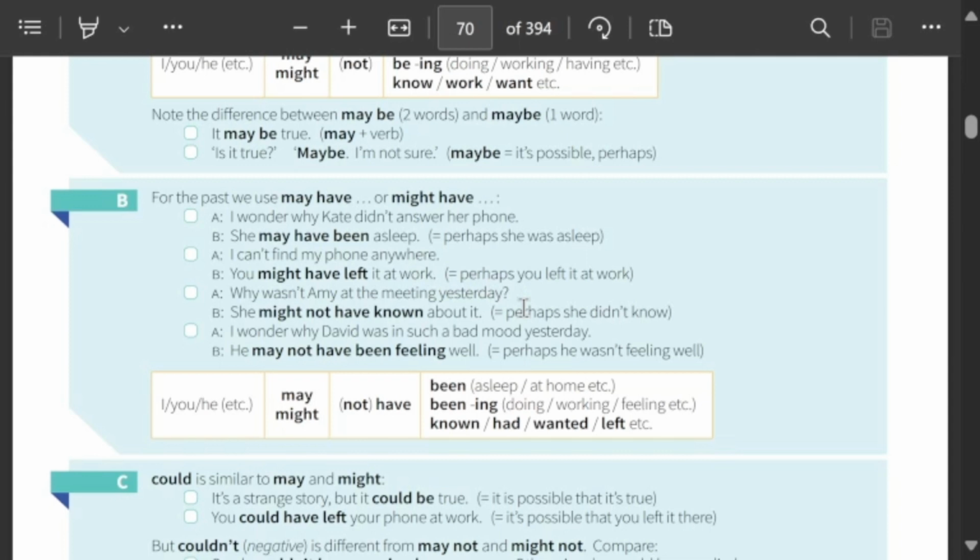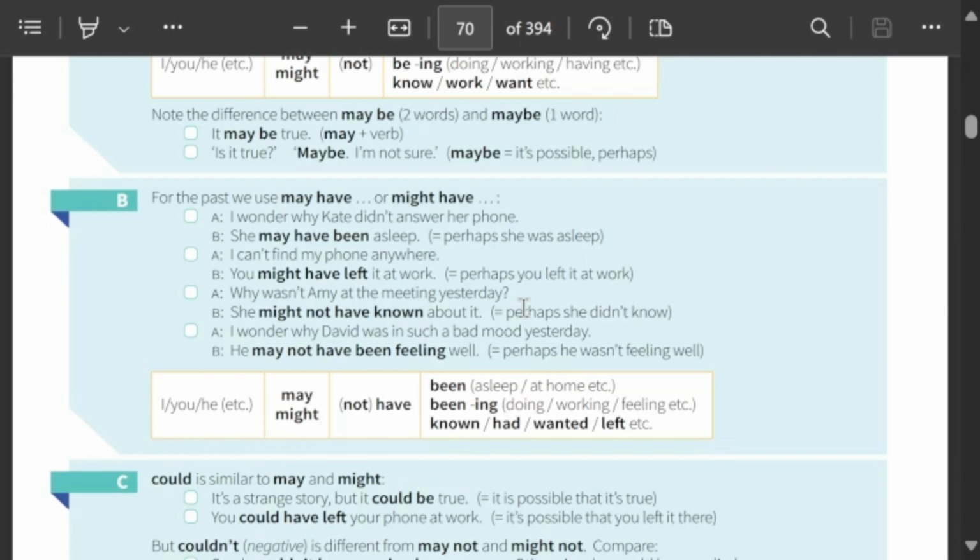Why wasn't Amy at the meeting yesterday? She might not have known about it. Perhaps she didn't know, you see? Maybe, perhaps she didn't know. Maybe she didn't know. She might not have known. Look where not goes, you see? She might not have known. Might not, not might have not. She might not have known.